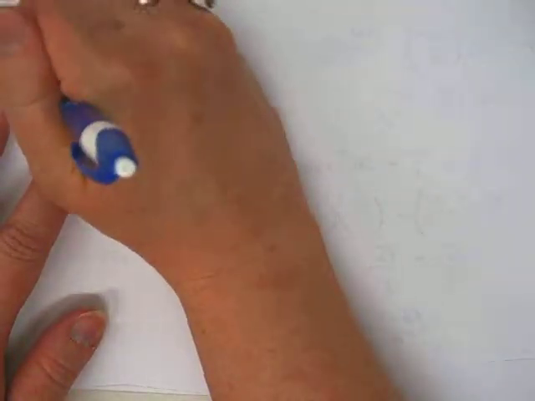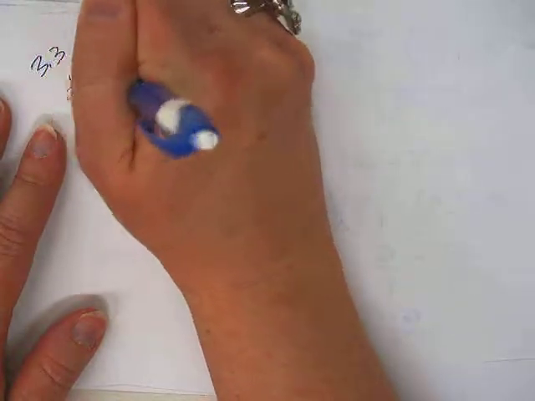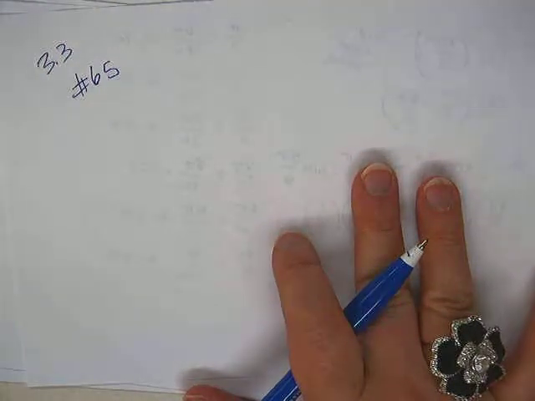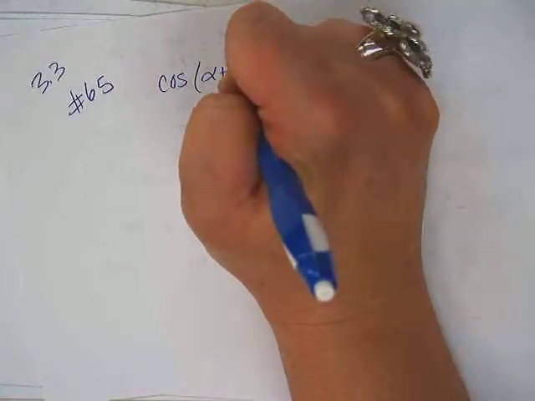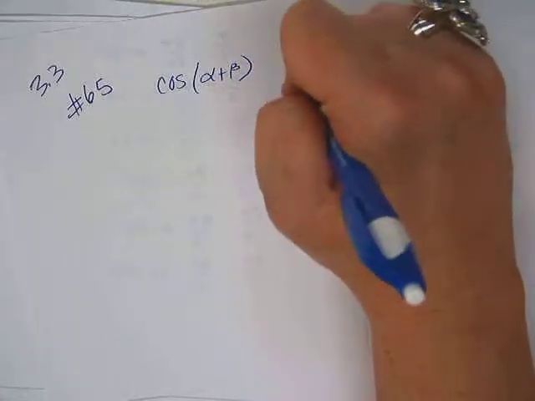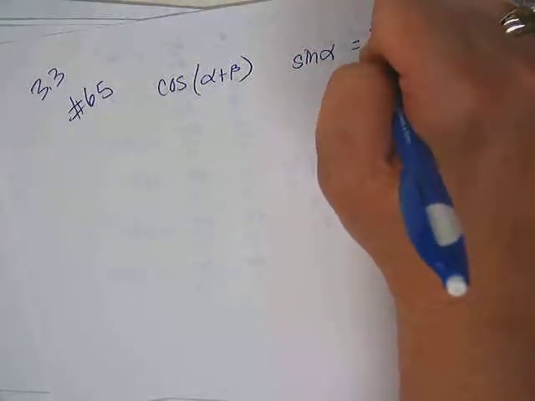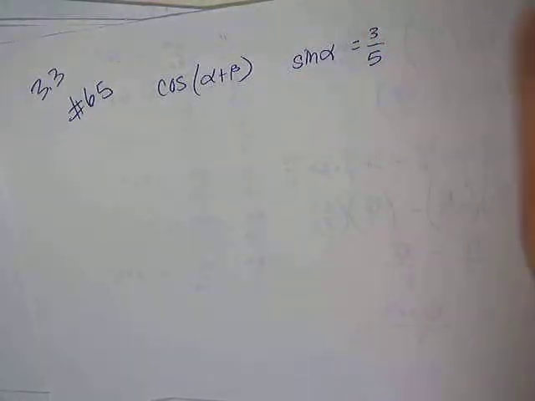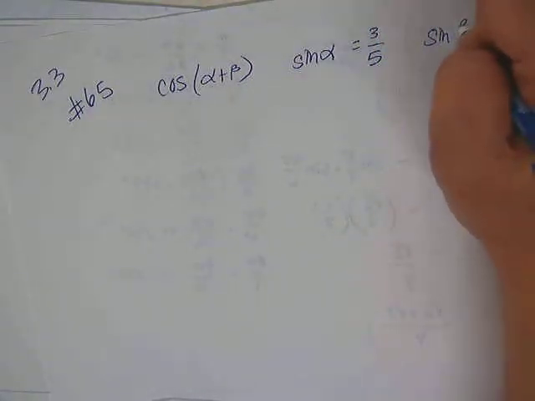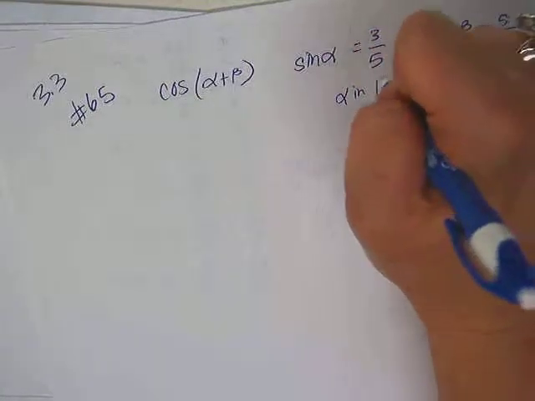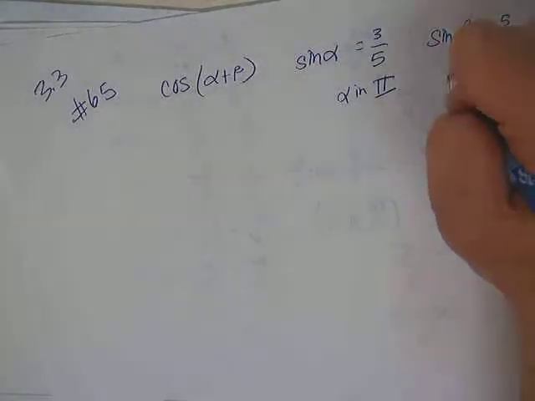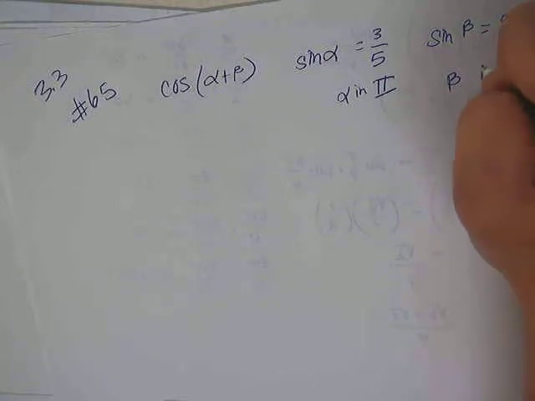Okay. So number 65 says find the exact value of cosine alpha plus beta if sine alpha is 3/5 and sine beta is 5/13, and alpha is in quadrant 2 and beta is in quadrant 1.